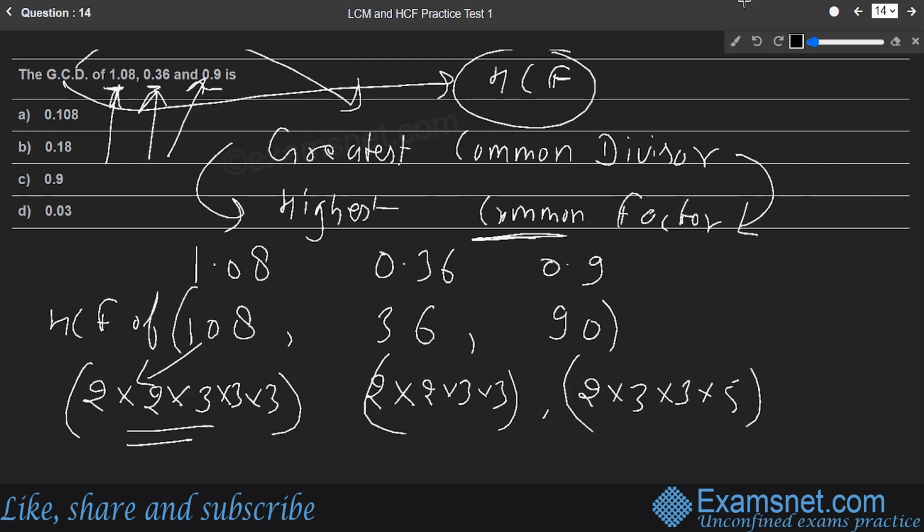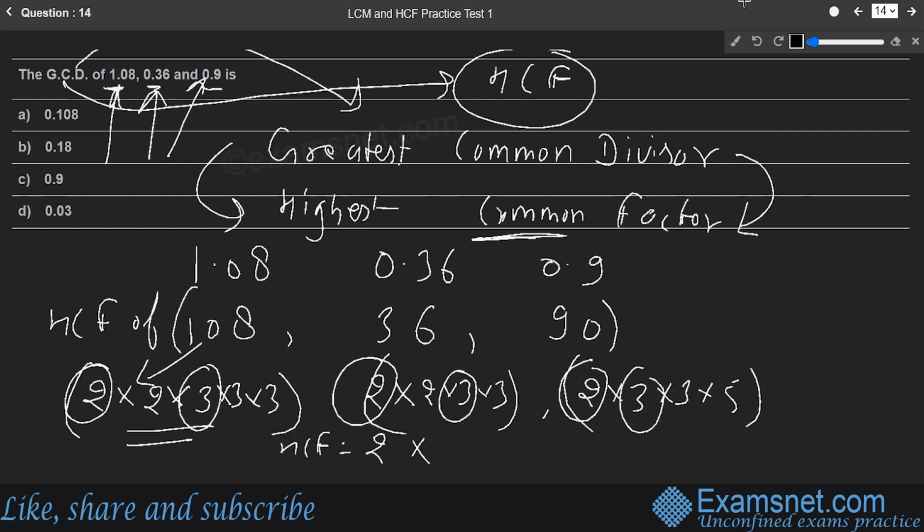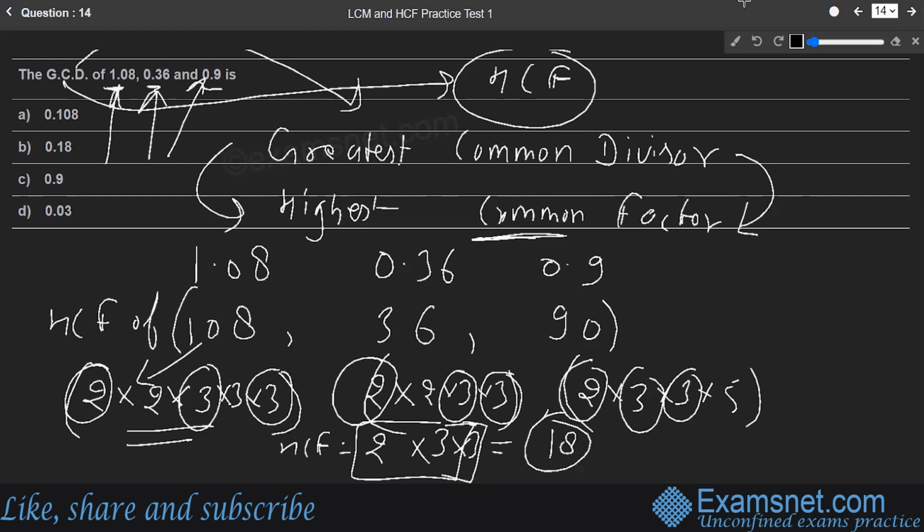So we have to find out the highest common factor. Let us see how many numbers are commonly there. This 2 is there in all of them. So for the HCF, we can write 2 into, then this 3 is also there, 3 here also and 3 here also. So 2 into 3, and there is one more 3 that can also be found common. So two 3s are common. So 2 into 3 into 3 is nothing but 18. So 18 is the highest common factor of 108, 36 and 90.